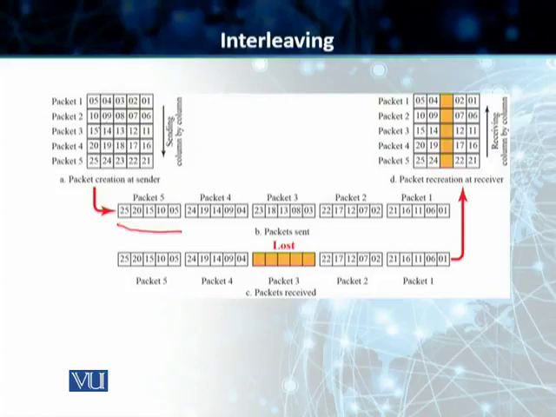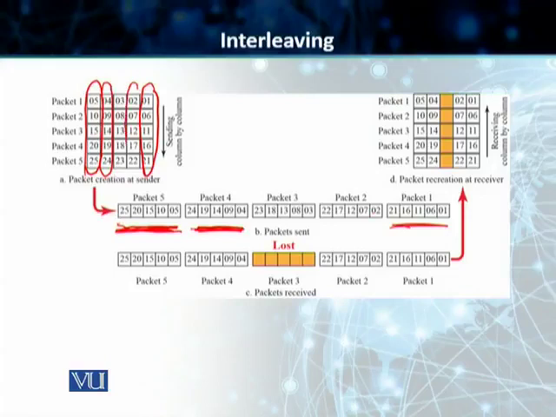So this is our first packet, and we are sending it horizontally. This is our second packet, and we are sending it horizontally. I've started from packet number 5, but initially you start from this one. This is the sending column by column. This is your packet number 1, your packet number 2, your packet number 3, and so on.